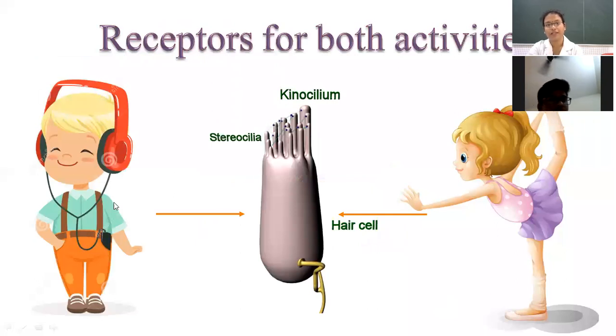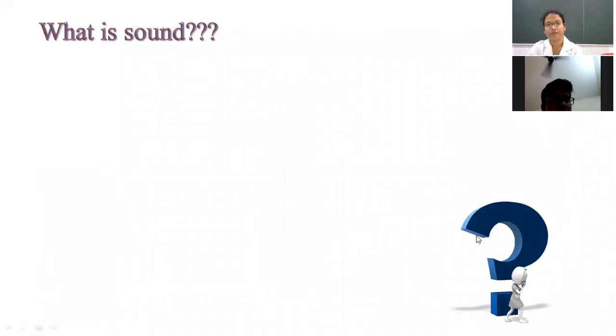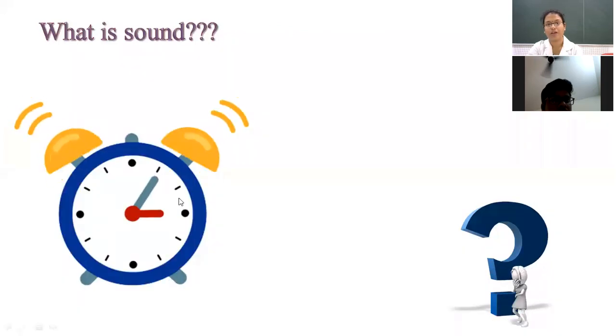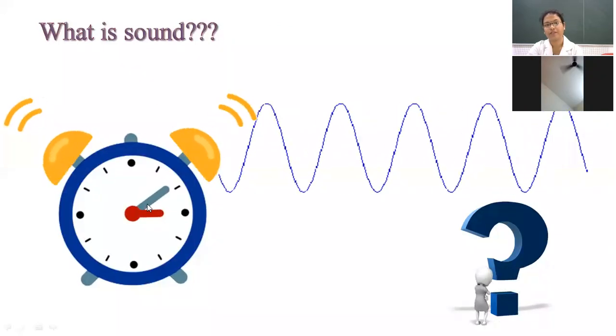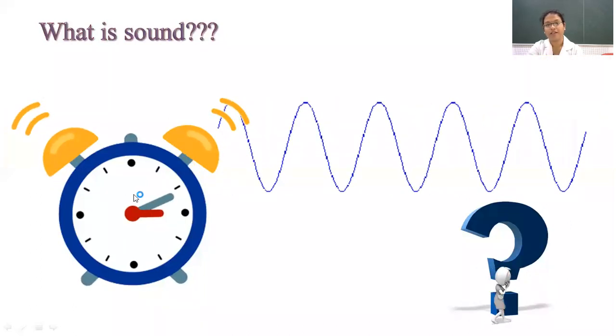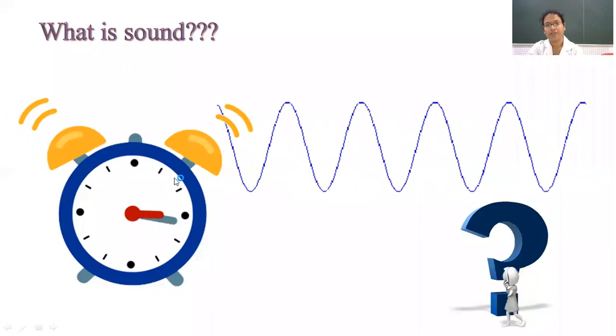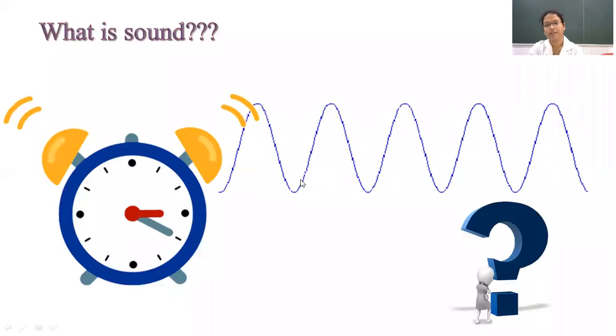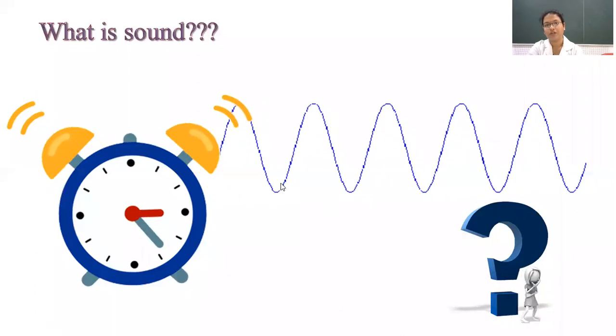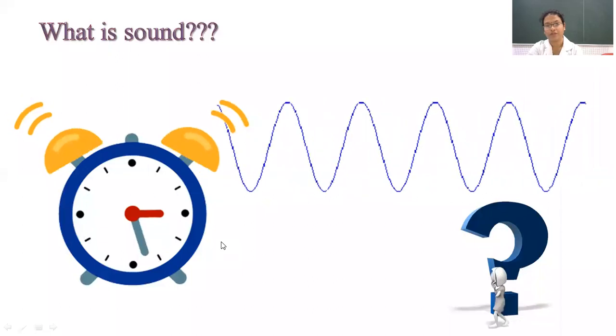Of course, the location of the hair cells differs as per the function. For hearing, the hair cells are present in the cochlea, whereas for equilibrium or balance, the hair cells are present in the semicircular canals. Now, what is sound? I hope everybody is familiar with this scene: early morning, the alarm rings. When the alarm rings, it produces sound. So here we see the sound waves.